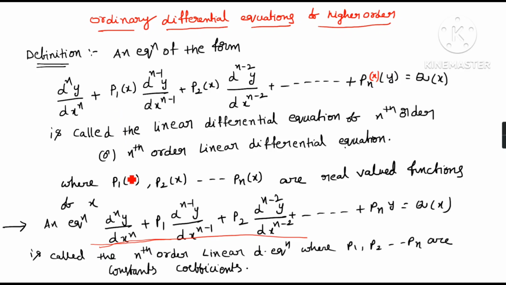So let us see what the order and degree of a differential equation are. I think you know this from solving first order differential equations. Here, order is nothing but the highest derivative of the differential equation. In this differential equation the highest derivative is n, d^n y by dx^n. So that's why we call this an nth order differential equation.